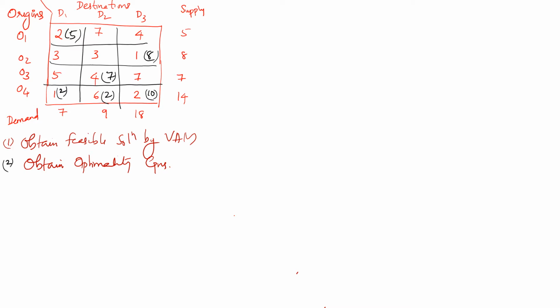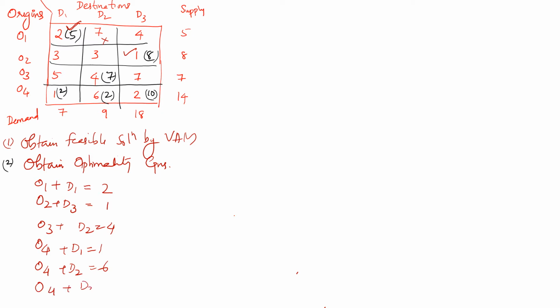Just check how I will be writing the optimality equation. This optimality equation will be only for the allocated cells. The first allocated cell is O1 and D1, that means this ticked cell. For that, the optimality equation will be O1 plus D1 is equal to 2. Here there will not be any optimality equation because this is not an allocated cell. Now the equation for the O2 D3 cell: O2 plus D3 is equal to 1. Likewise, O3 plus D2 is equal to 4. O4 plus D1 is equal to 1. O4 plus D2 is equal to 6. O4 plus D3 is equal to 2.